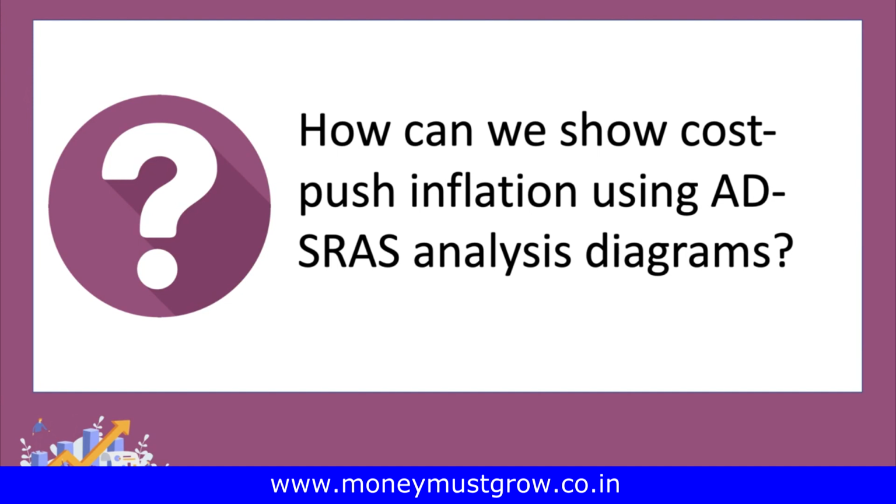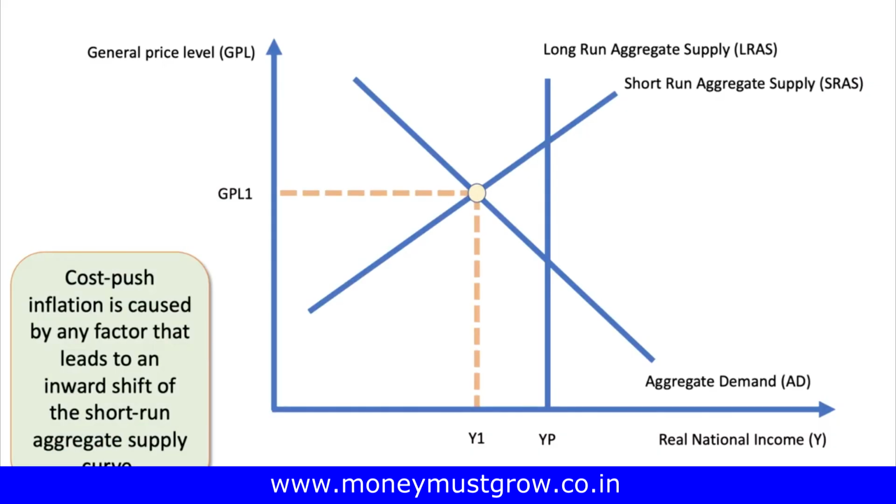So how can we show cost push inflation using aggregate demand and supply analysis? Key analysis to be able to use. Well, cost push inflation is caused by any factor that leads to an inward shift in the short run aggregate supply. So here's our equilibrium at Y1 and GPL1. If there's an inward shift of supply to SRAS2, for example, caused by higher cost of raw materials, that will drive the general price level up and lead to a potential contraction in the level of real national output. So there is cost push inflation.